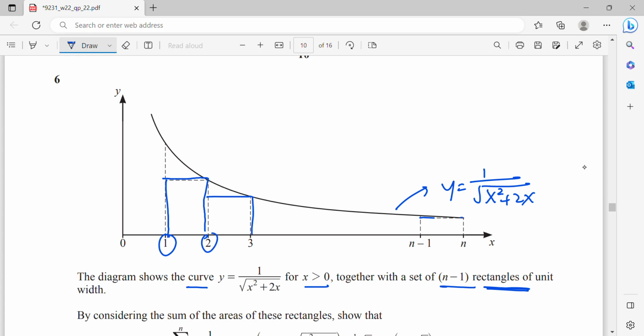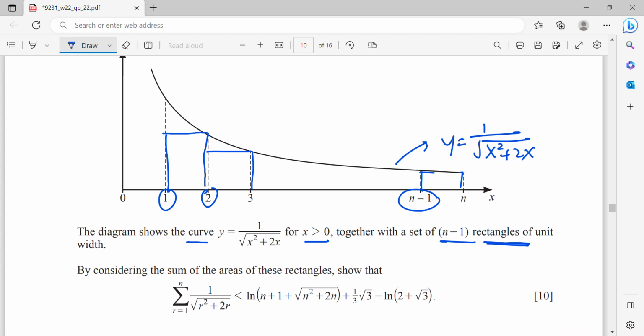So the last rectangle, by referring to the first ordinate, it is n minus 1. Therefore, there are n minus 1 rectangles of unit width. Unit width means that the width is 1. So here, always 1. All right.